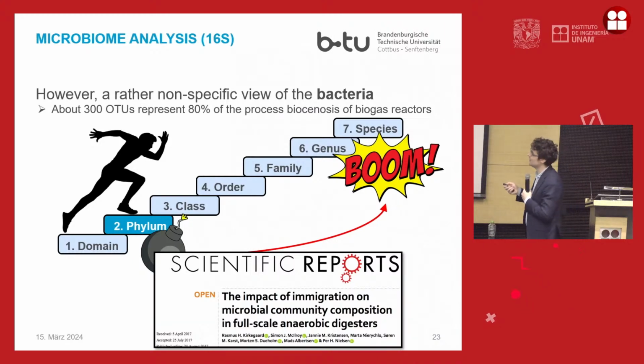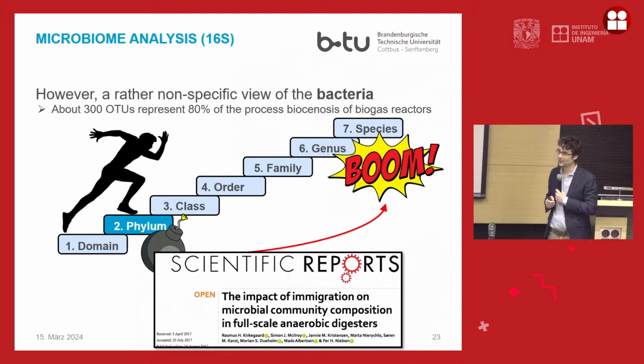But if we take into account the 20% which are not in the core microbiome, and which are not that abundant, and if we sum up all the ones from all the digesters they analyzed, then you end up with thousands of different microorganisms. So you have a huge diversity, but then a rather small core microbiome.